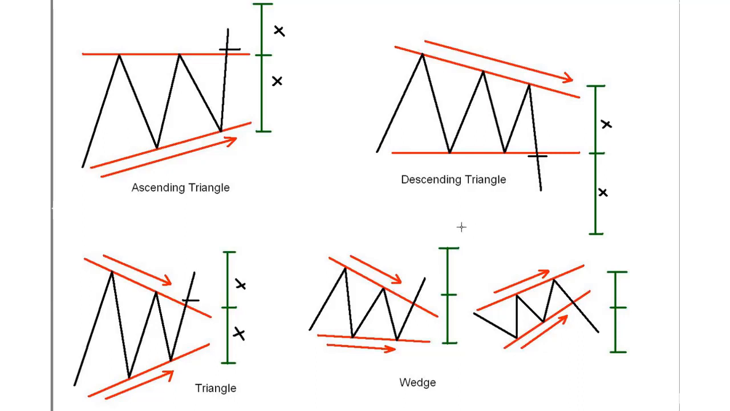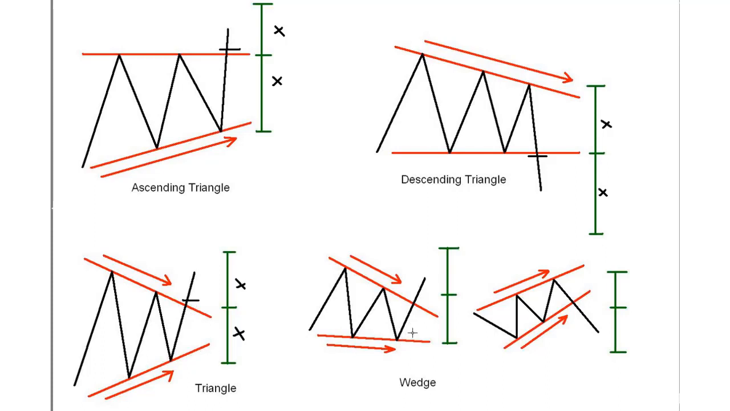And then lastly, we've got something called a wedge. The difference between a triangle and a wedge is that the lines of the wedge are pointing in the same direction. So you can see in this situation, they're both pointing downwards, whereas in the triangle, you see one's pointing downwards and one's pointing upwards.